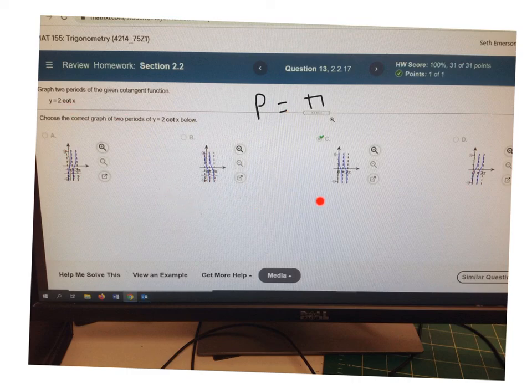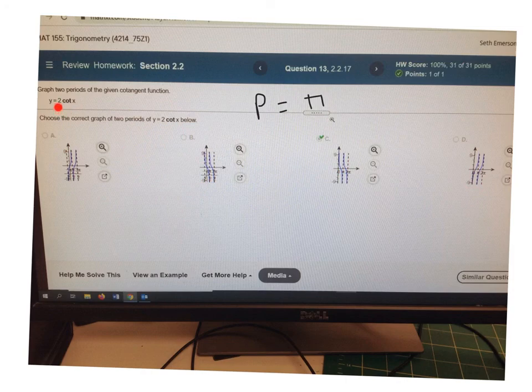So if I look at these two guys, I mean, they're running from 0 to pi here. And so this one's matching up pretty good. This one looks like it's running from negative pi halves to pi halves. So I can immediately see, just by knowing the shape of it and knowing the period's pi and the cotangent goes from 0 to pi, I know it's C just by those.